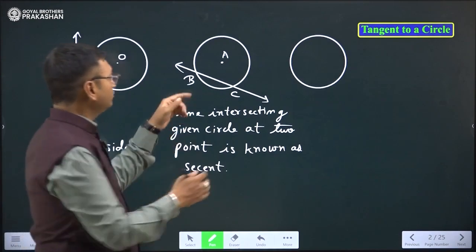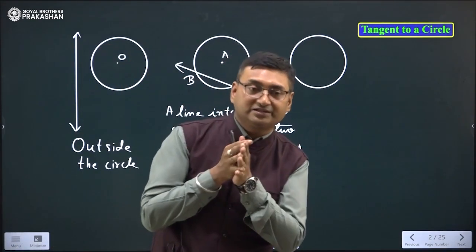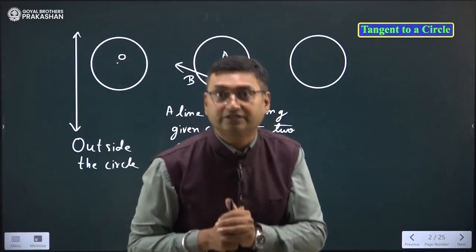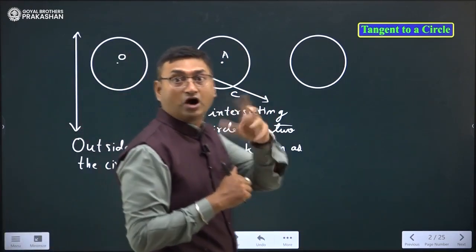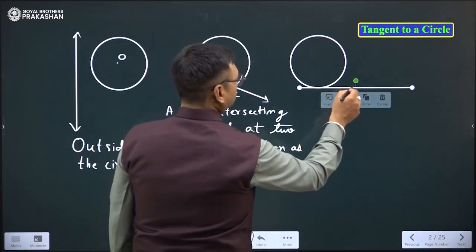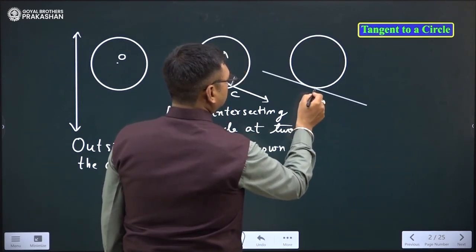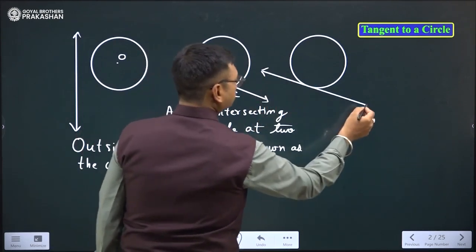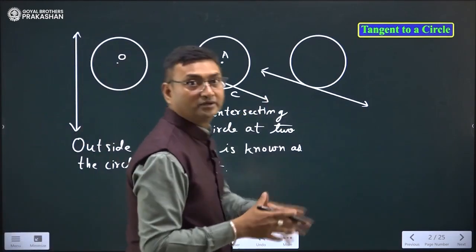Now if we gradually reduce the distance between B and C, and at a particular point its distance becomes 0, how will it look? It will look something like this. Isn't it? It means the distance between B and C becomes 0 at this particular point.